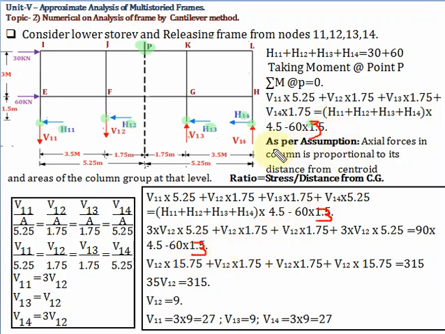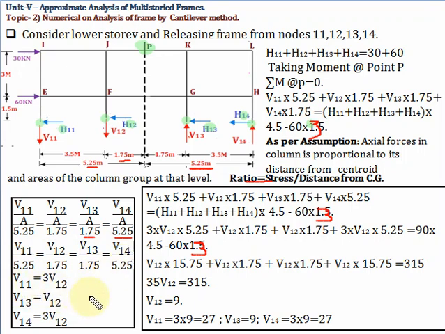Now what is our assumption? The ratio equal to stress upon distance from the CG. Now here what is the stress? Force upon area. What is the force? V11 upon area. Area of all column is same. What is the distance from CG? 5.25. Next, V12 upon area. What is the distance from CG? 1.75. V13 upon area. What is the distance from CG? 1.75. V14 upon area. What is the distance from CG? 5.25. So V11 upon 5.25, V12 upon 1.75, V13 upon 1.75, V14 upon 5.25.